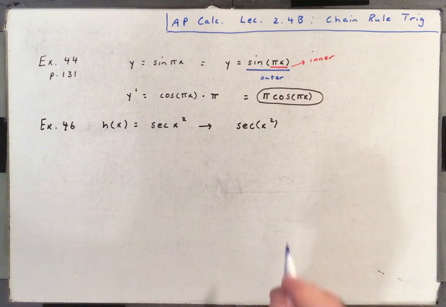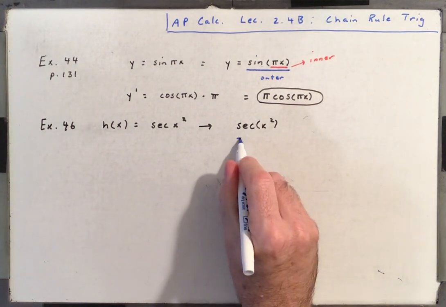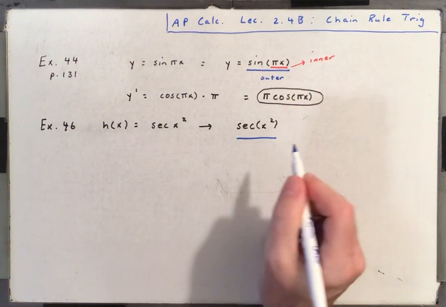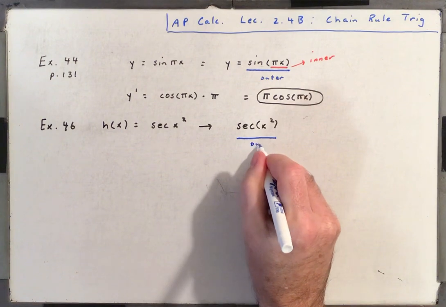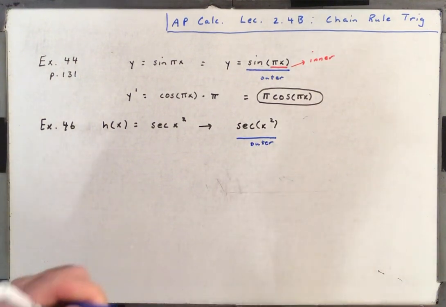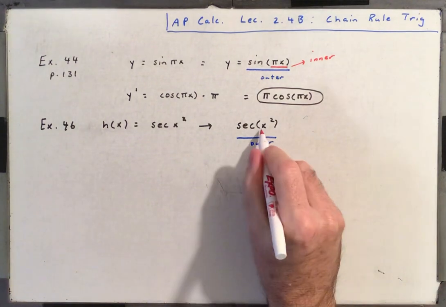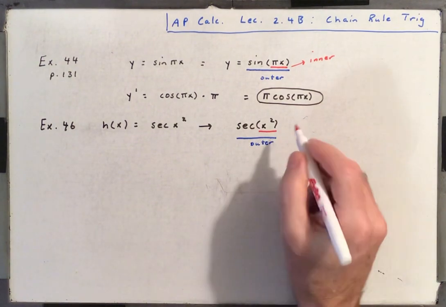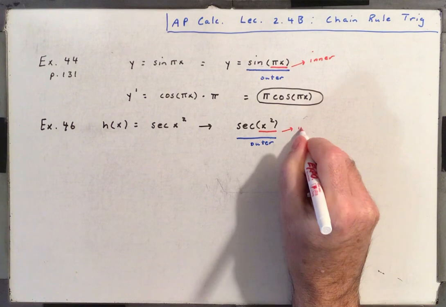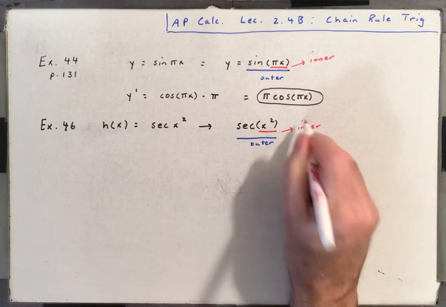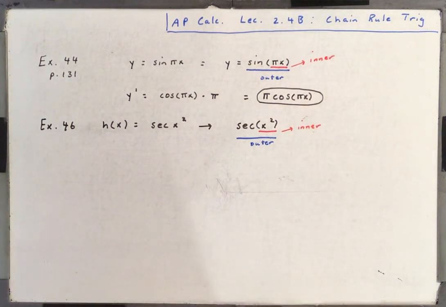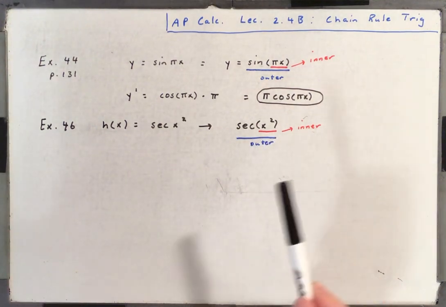Again, I'll go with blue for the outer function. The outer function is the whole thing, secant x squared. The inner function is the angle. Now, if it were just secant x, it wouldn't be a chain rule. It would be secant x times tangent x, and you'd be done.